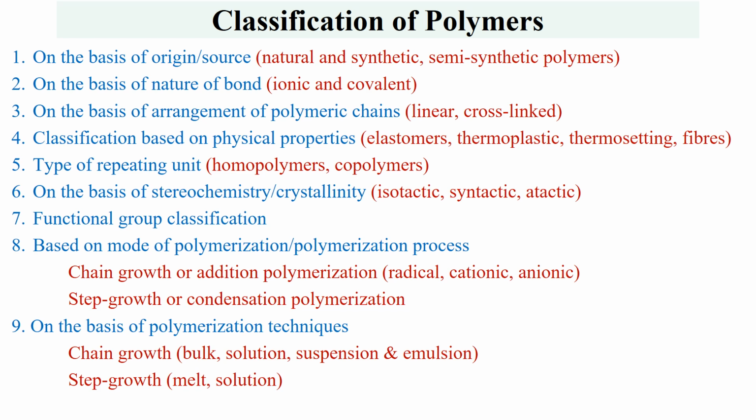Number 9 is the classification based upon the polymerization technique. The chain growth polymerizations are of four types: bulk, solution, suspension, and emulsion polymerization. And step growth or condensation polymerization is divided into two types, that is melt or solution polymerization. We will see all these classifications very briefly here.